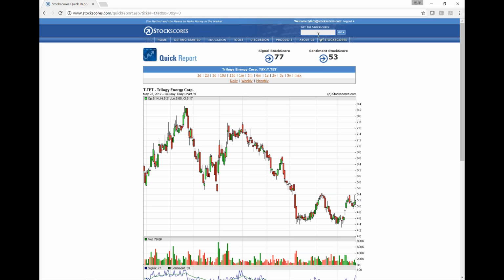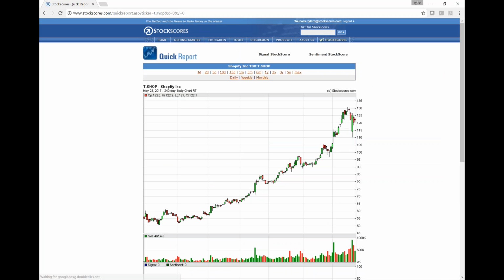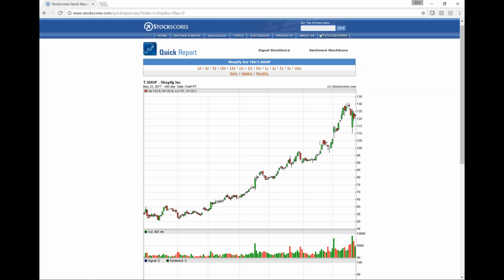Okay, we'll do Shop, which is on Toronto, T.SHOP. So great stock if you own it. I would not initiate a position here. I think it's too late and too risky. The trend has gone parabolic, which is one of the signs that it's getting near a topping out point. However, the upward trend line has not been broken yet, so it still remains a hold, but I would definitely dance close to the exit door.